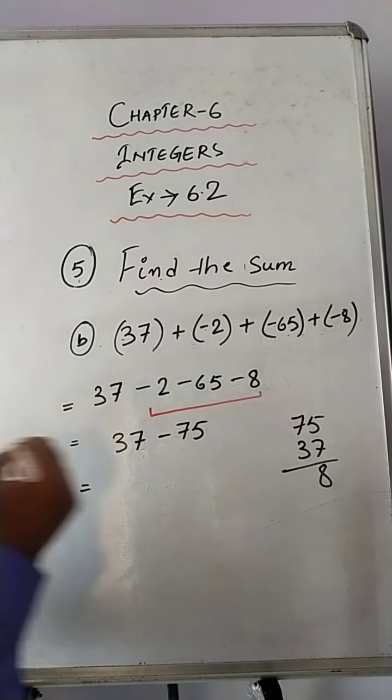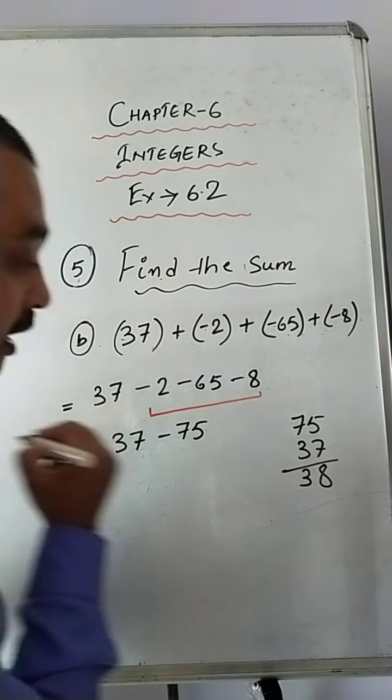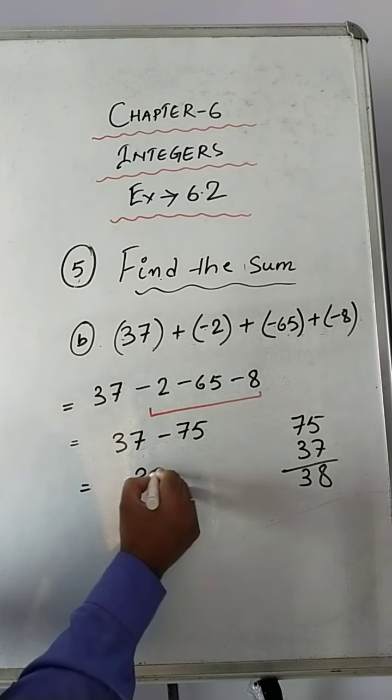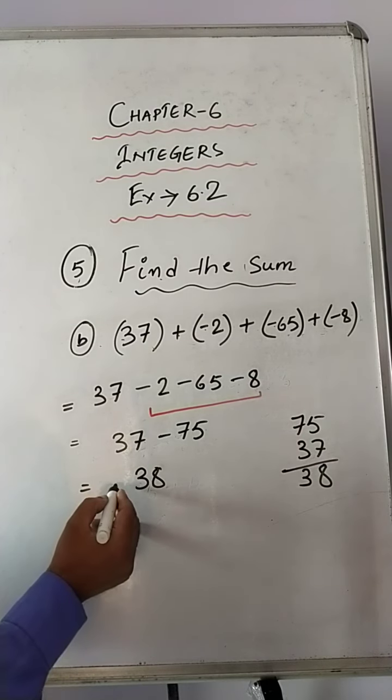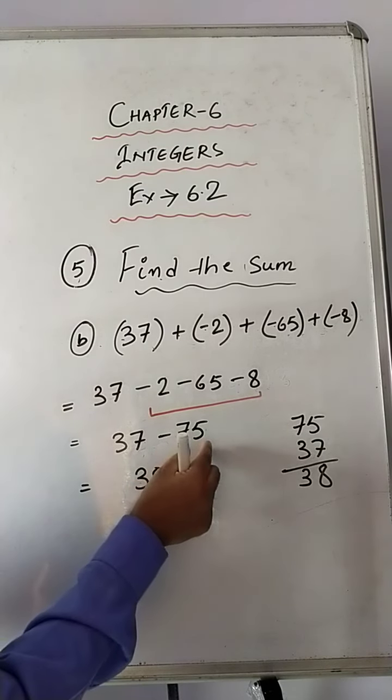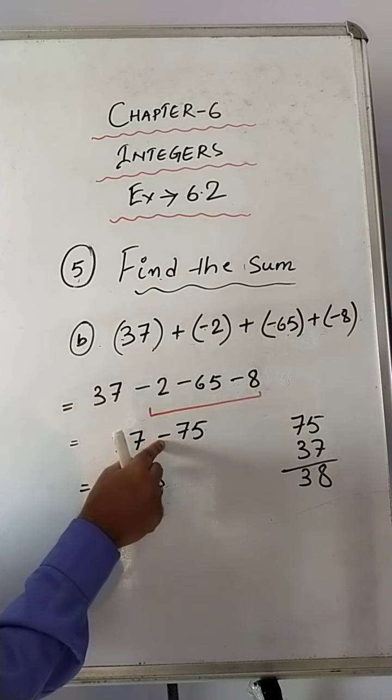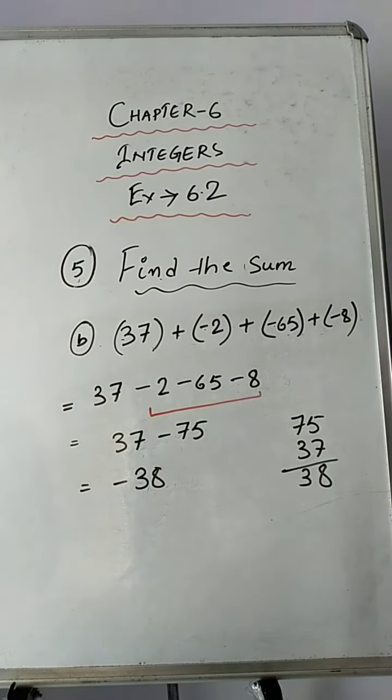That is 8 and 3, that is 38. So 38 is the answer. Now we have to put a sign. For that, we have to see which number is greater. 75. It is carrying the minus sign, so we'll put a minus sign.